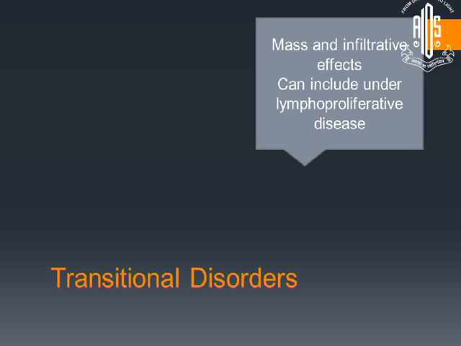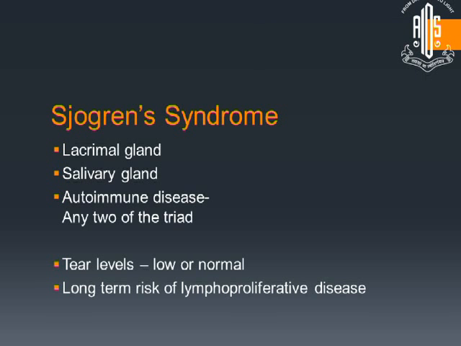Transitional disorders mostly have mass and infiltrative effects and can actually be included under lymphoproliferative disease as well. One of them is the Sjogren syndrome. By definition, any two of three involvement, lacrimal gland, that is dry eye, salivary gland, that is dry mouth, and autoimmune disorder would define a Sjogren syndrome.